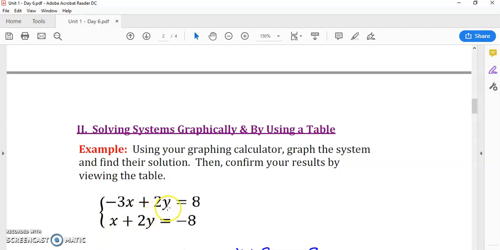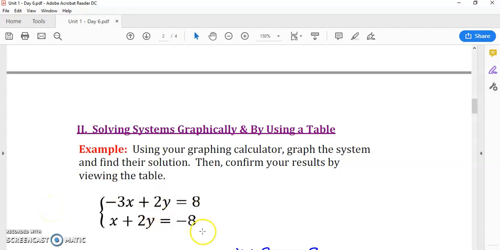I have negative 3x plus 2y equals 8, so that's linear. There's no exponents, there's no radicals, x's and y's aren't in the denominator, there's no funky business. Same thing for the second one, x plus 2y equals negative 8. Now, since these are lines, these lines are collections of infinitely many points. So there are infinitely many points on this first equation right here. There are infinitely many points on this second equation right here. But there's potentially one single point, one of these infinity points and one of these infinity points, that works for both. And that's going to be where they intersect.